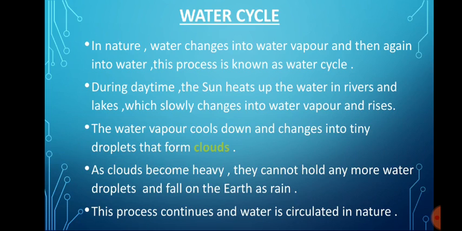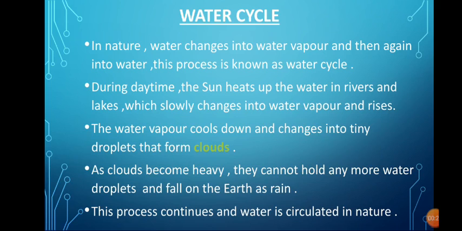Now, the next topic of the chapter is the water cycle. In nature, water changes into water vapor and again into water. This process is known as the water cycle. During daytime, the sun heats up the water in rivers and lakes, which slowly changes into water vapor and rises.